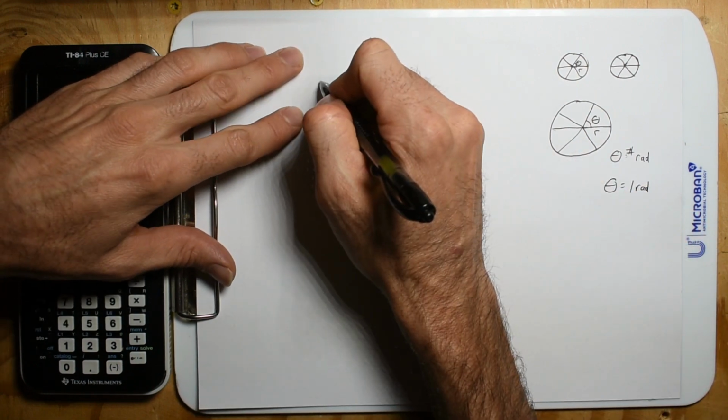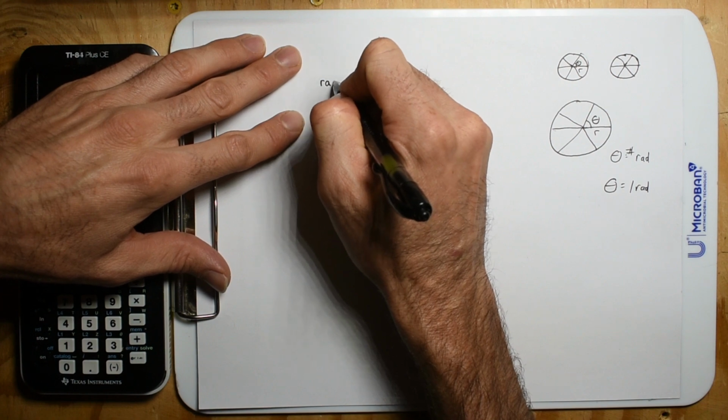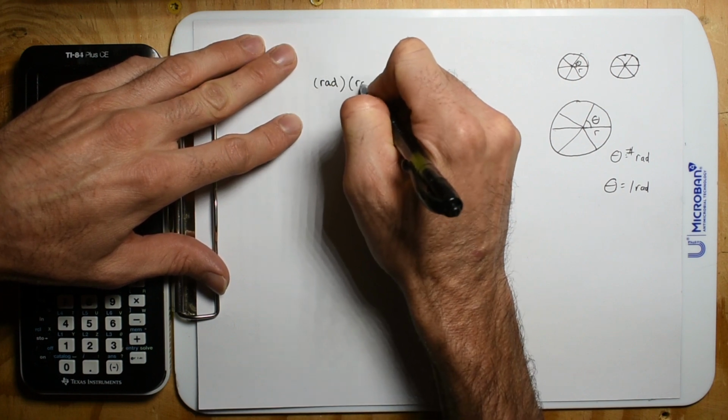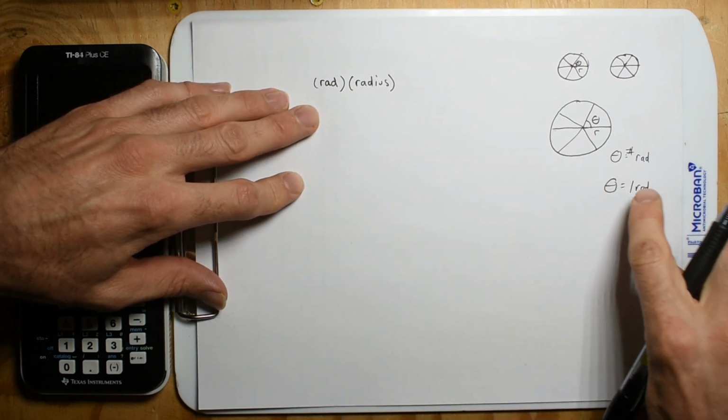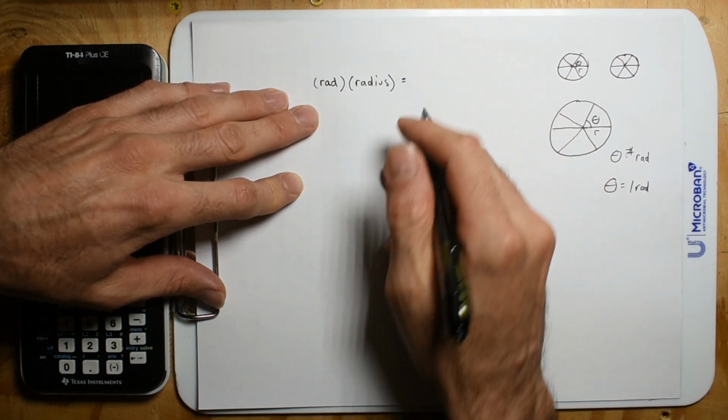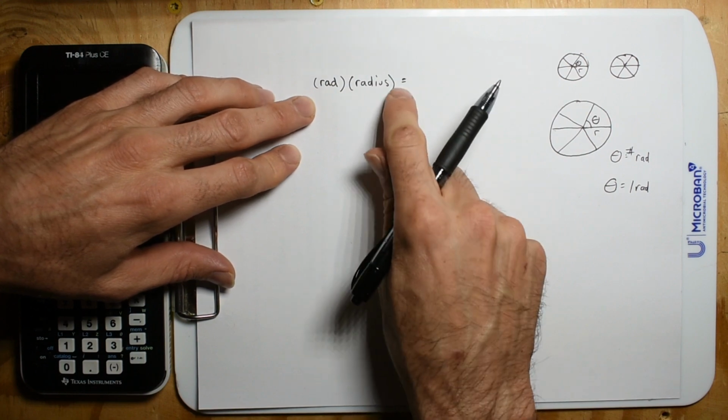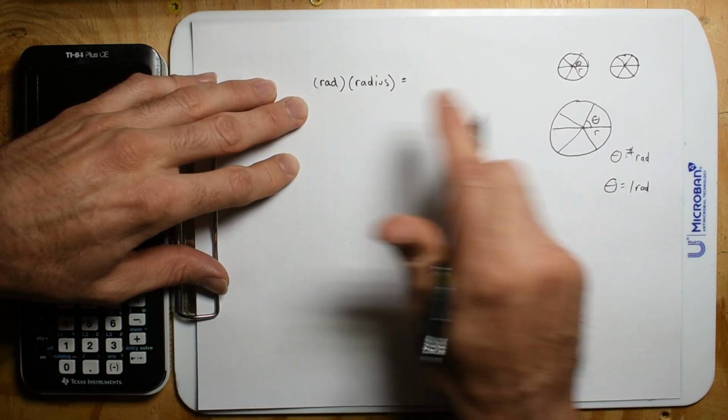And how I do this is I say, hey, no one knows what radians are, but radians times radius, if you do this, you get something normal. So just think radians times radius is something normal. And this probably is the harder one. The middle one's a little bit easier.